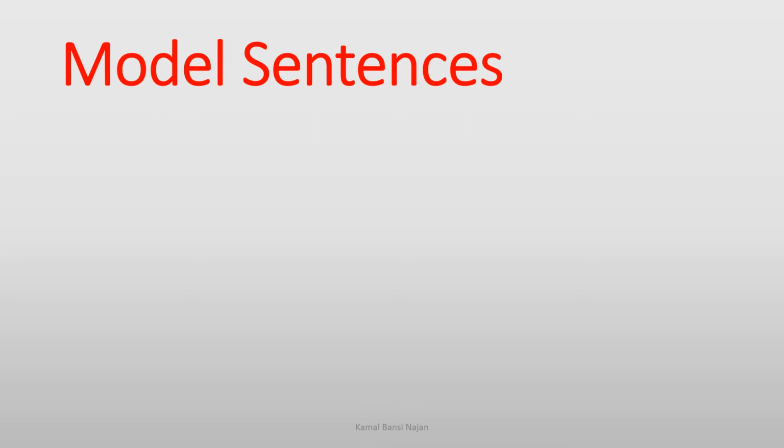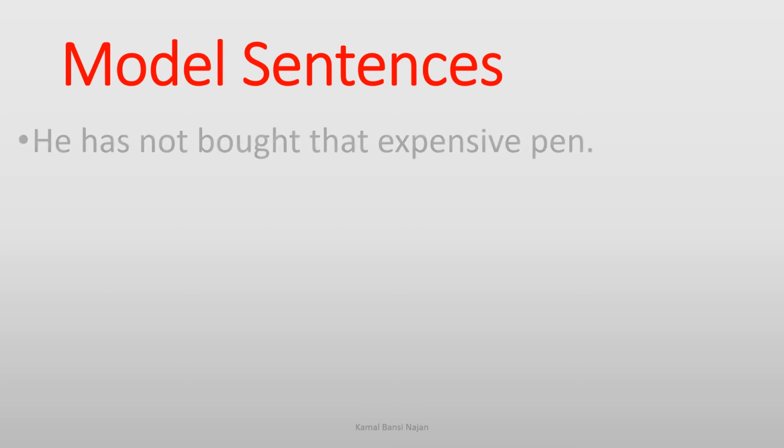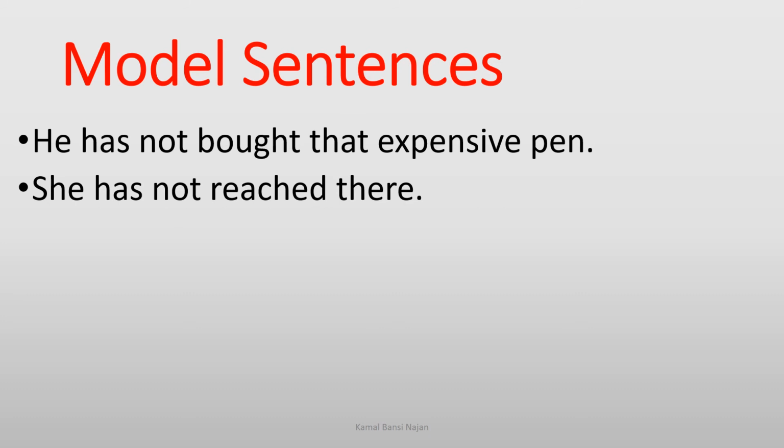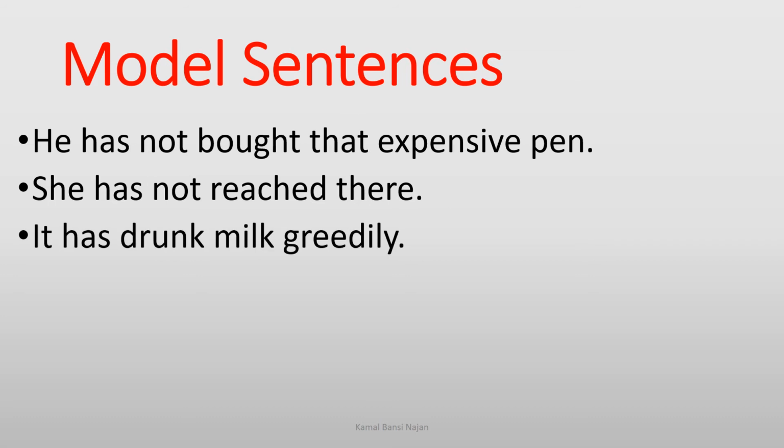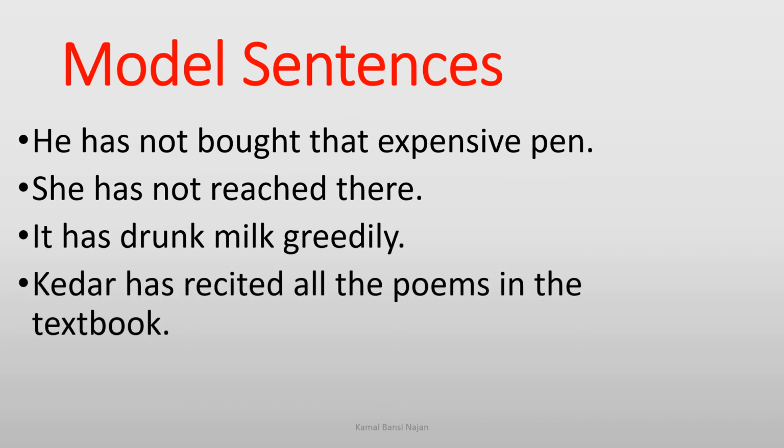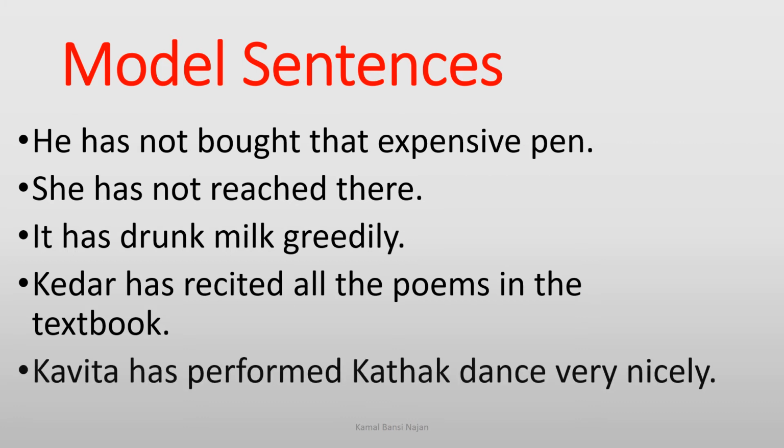Let's see model sentences. In these model sentences, we have used has not. He has not bought that expensive pen. She has not reached there. It has drunk milk greedily. Kedar has recited all the poems in the textbook. Kavita has performed Kathak dance very nicely.